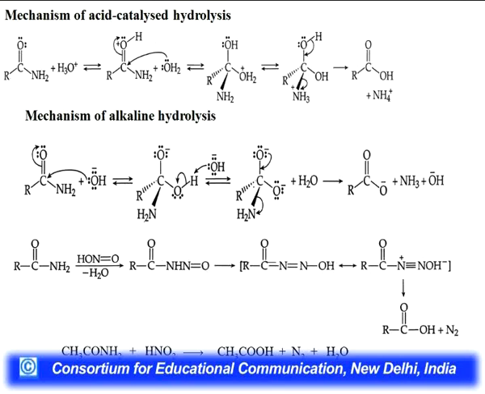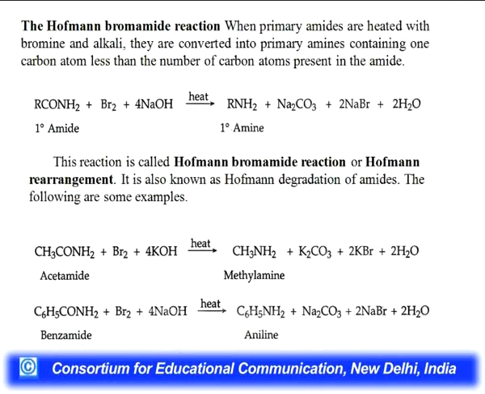Next is the mechanism of alkaline hydrolysis. As we are saying, in alkaline hydrolysis, the hydroxyl group attacks the acyl group of the amide group, and it will abstract the proton from the hydroxyl group which is attached to the acyl group. Then there is a rearrangement, or we can say elimination of an ammonia molecule. So, here is the common reaction. Acetamide will give you acetic acid on hydrolysis with HNO2.